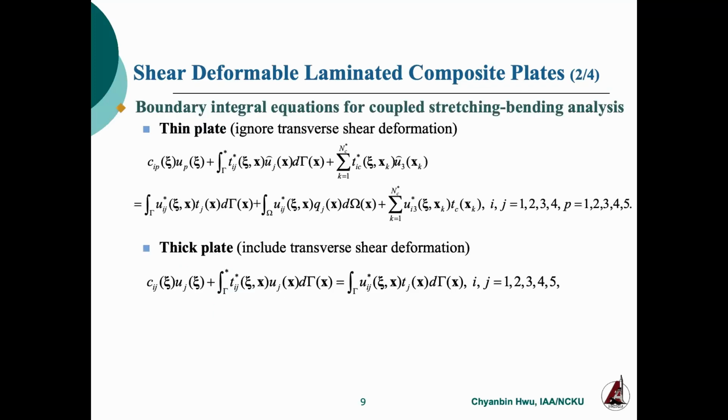And this is a boundary integral equation. From the index, you can see that for the thin plate, the index is only 1, 2, 3, 4. That's to say, per node, only 4 degrees of freedom. But here you have the extra term to consider the corner force. And so you can see this boundary integral equation is much more complicated than the thick plate.